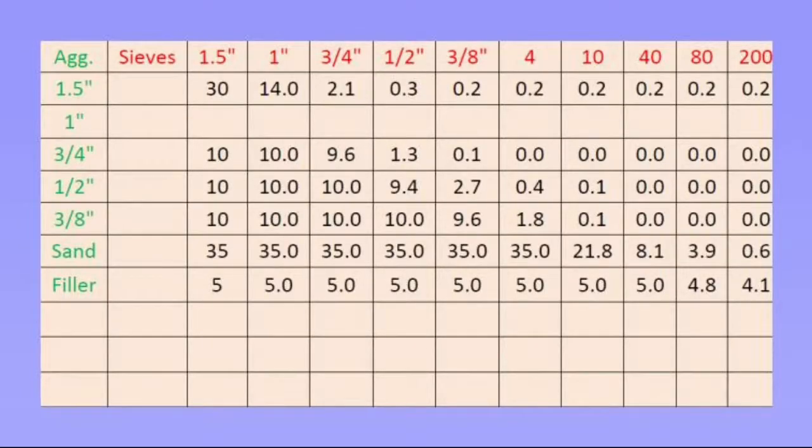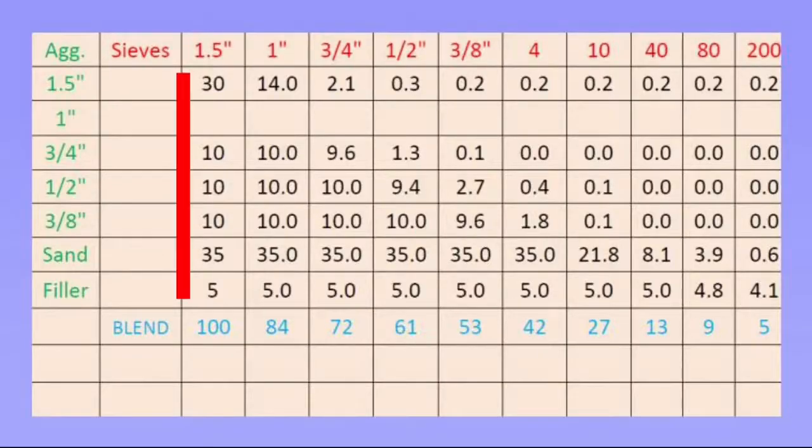Now you can add from top to down to calculate the value percent for blending. As you can see, the sieve size 1.5 inch is giving a blending value of 100, and the sieve size 1 inch is giving a blending percentage value of 84. Similarly, you can calculate all the sieve blending values.